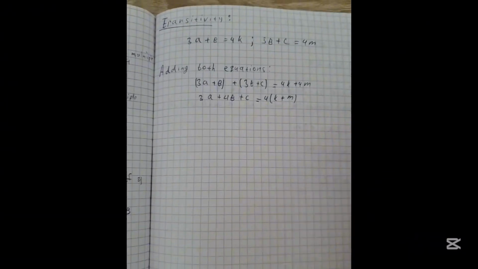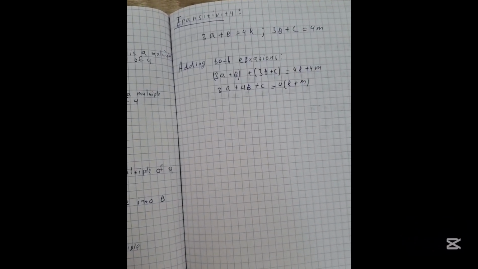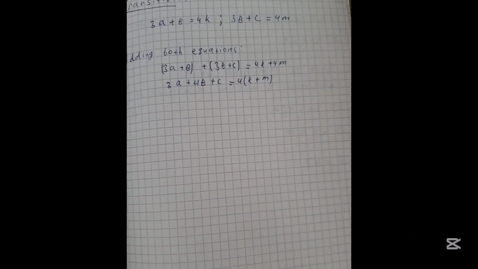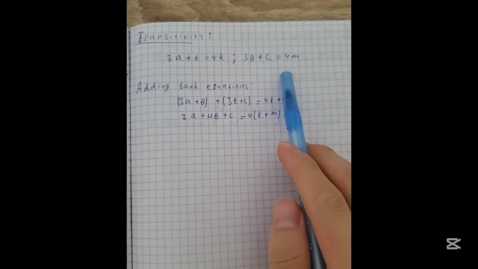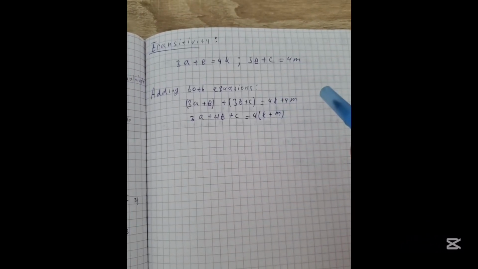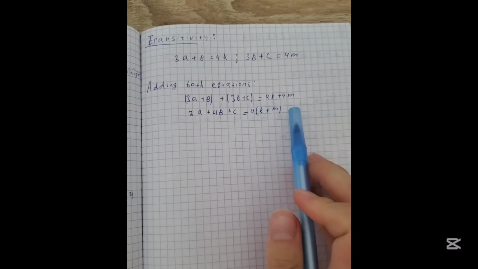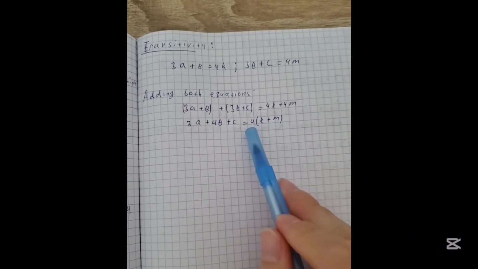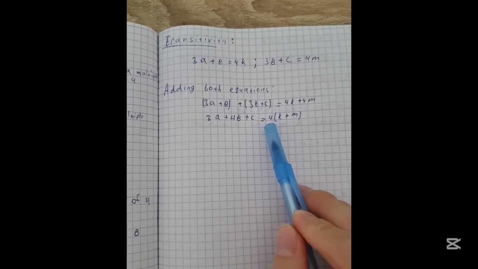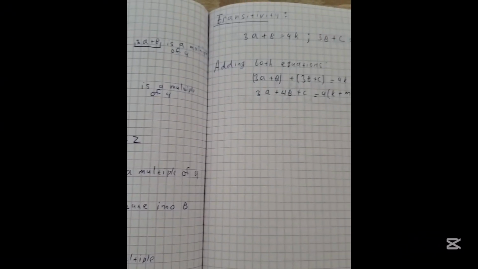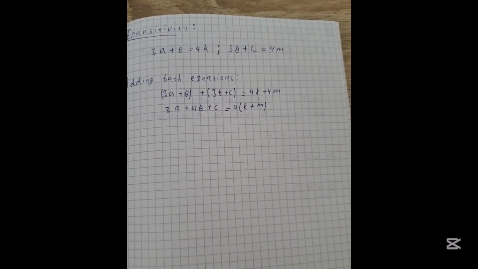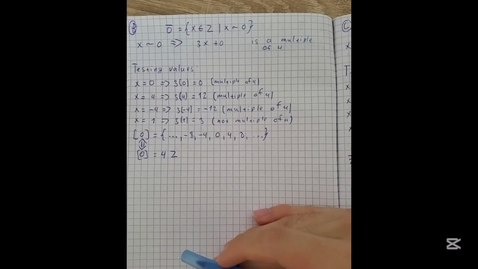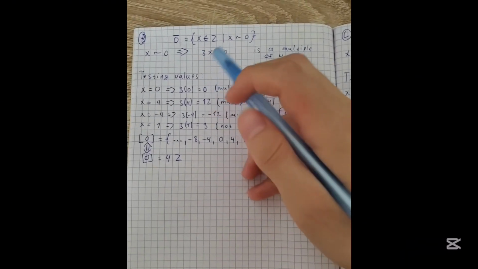For the next property, transitivity: for A related to B and B related to C, we have the 2 given equations, the first one and the second one. After adding and simplifying, we can see the result is a multiple of 4, so the relation is transitive. Since we proved reflexivity, symmetry, and transitivity, we can say that this relation is an equivalence relation.